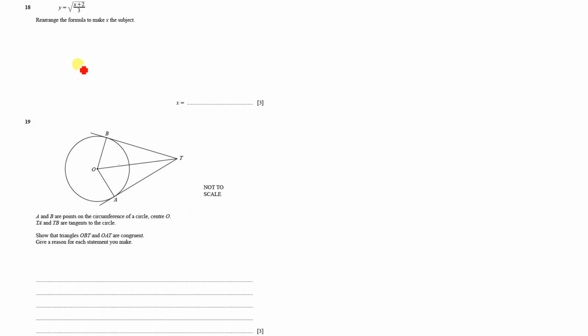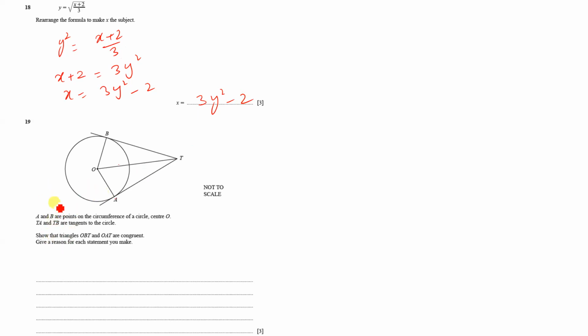Question number 18. We have y is equal to the square root of (x plus 2) divided by 3. Rearrange the formula to make x the subject. Let's start by squaring both sides. y squared is equal to (x plus 2) divided by 3. Then we'll cross multiply, so we have x plus 2 is equal to 3y squared. We have to make x the subject, so x is equal to 3y squared minus 2. So this is the answer.